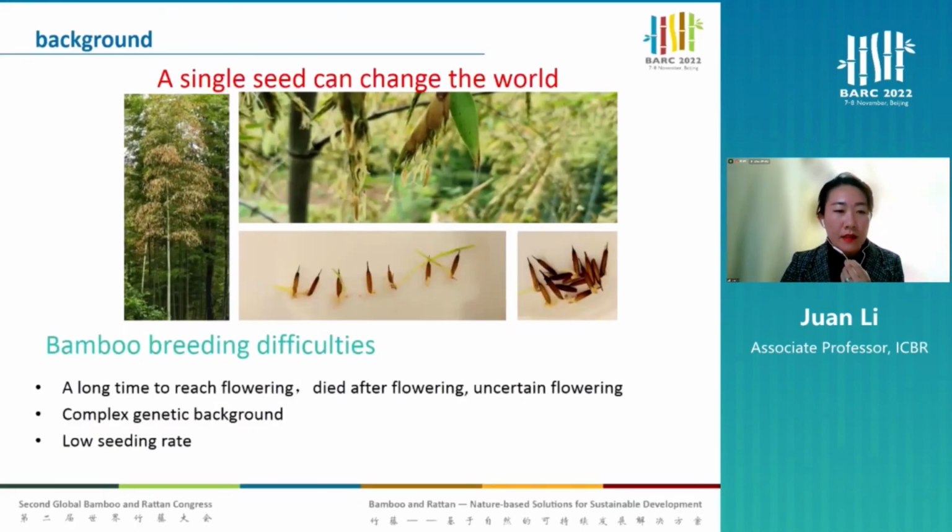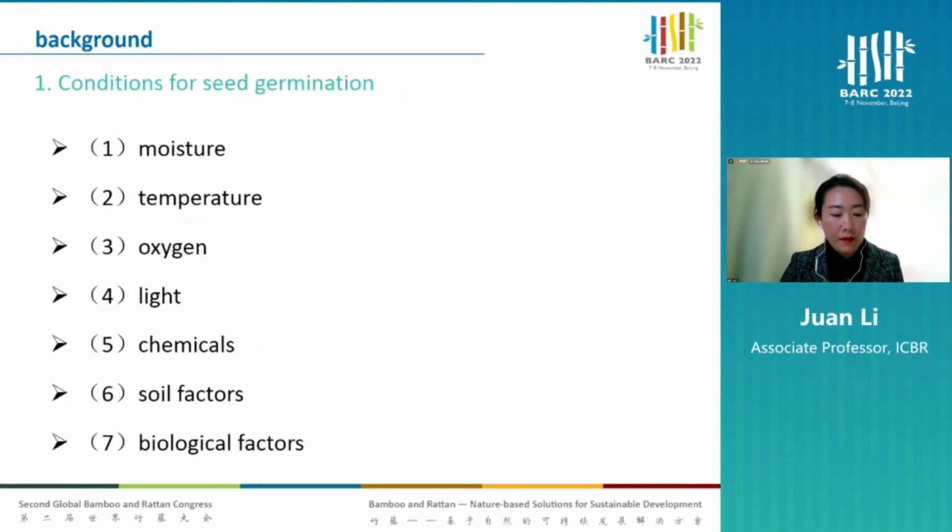Professor Lin has told us bamboo breeding has many difficulties: a long time to reach flowering, death after flowering, uncertain flowering, complex genetic background, and low seed setting rate. Bamboo seed is where the life of the plant begins. Seed determines the quality and yield of plants. Seed germination is very important, and seed germination conditions include moisture, temperature, and so on.